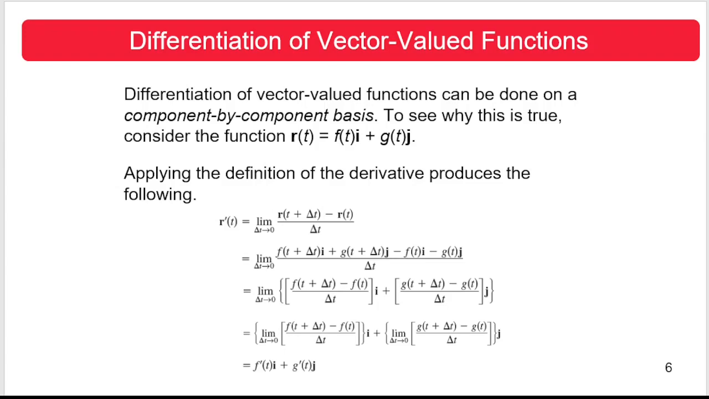But recall that the limit of f of t plus delta t minus f of t over delta t as delta t approaches 0, times i, is the same as the derivative of f of t, which is f prime of t. Recall also that the limit of g of t plus delta t minus g of t all over delta t as delta t approaches 0 is the derivative of g of t, which is g prime of t, times j. So therefore, the derivative of r of t is equal to the derivative of the i component plus the derivative of the j component.